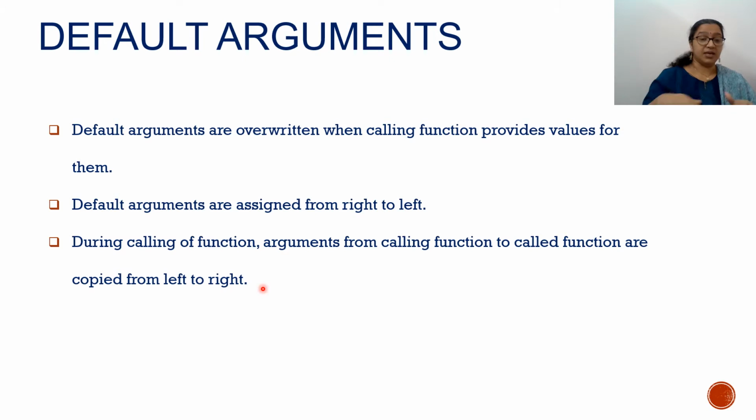Clear? But at the compiling time, at the declaration time, the values will be assigned from right to left. That default value will be assigned from right to left. But at the calling time, the new values will be copied from left to right. That is the difference. Clear? So these are the important points to remember when you are using default arguments. Okay, I'll show you with some examples why right to left and left to right.